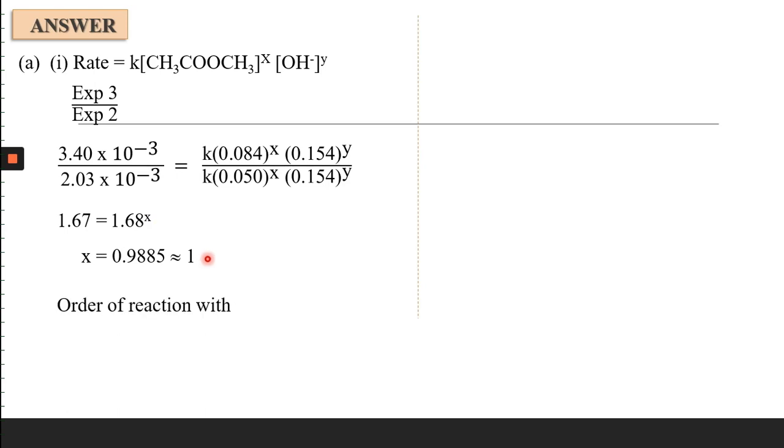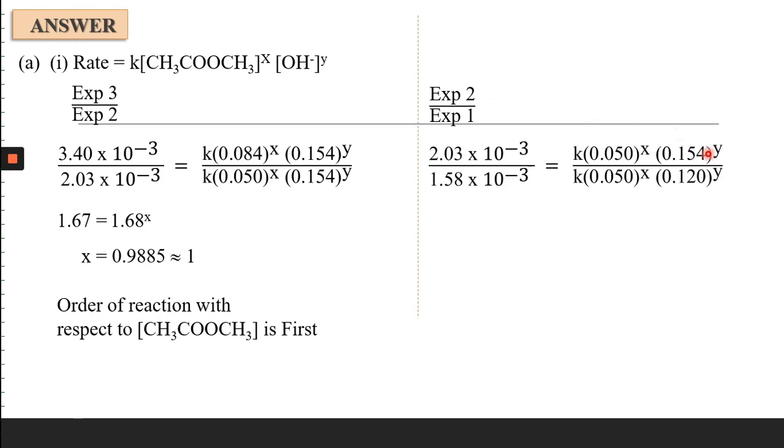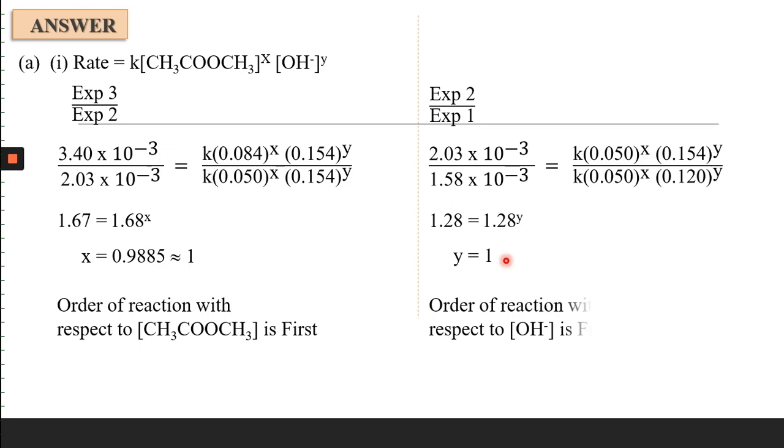Students may also write the order of the reaction with respect to methyl ethanoate is first. Do the same method to find the order of reaction for hydroxide ion. In this case, I'm comparing experiment 2 to experiment 1. Substitute the values for these experiments into the general rate law. Solve this equation and you will get 1.28 equals 1.28 to the power of y. Therefore, y equals 1. Students may also write the order of reaction with respect to the hydroxide ion is first. These are the marks for question 1A1.